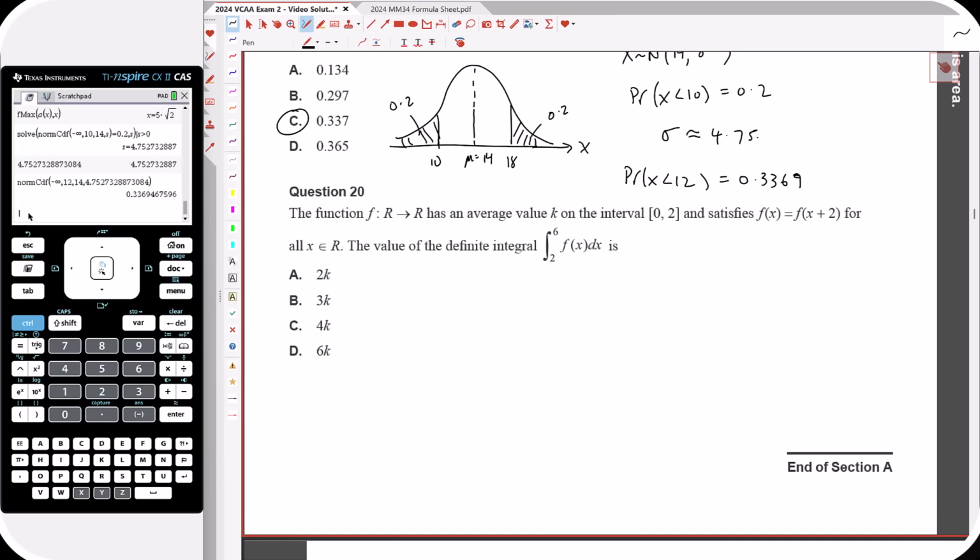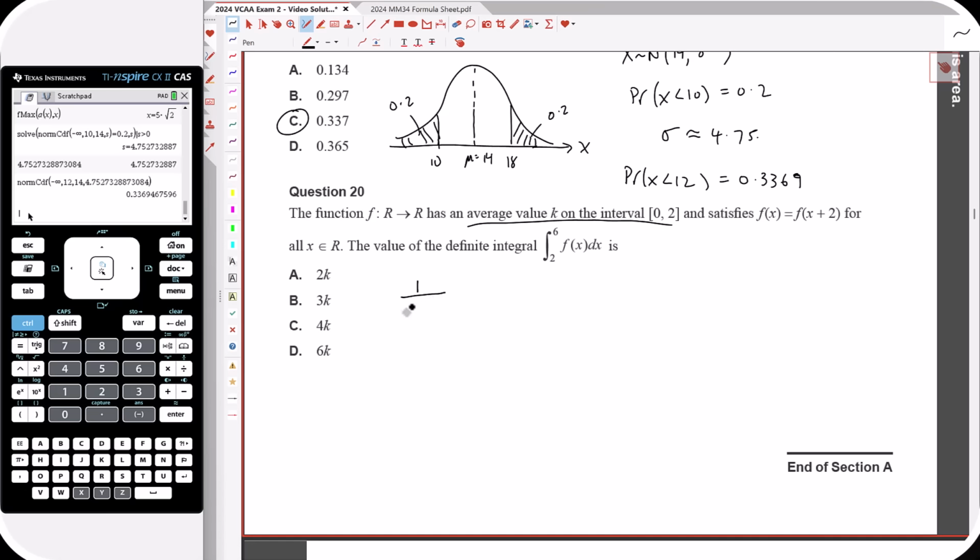Okay, then we have question 20. f is a function, domain is R, it has an average value of k on the interval from 0 to 2 and satisfies f of x equals f of x plus 2 for all x values. The value of the definite integral from 2 to 6 of f of x is. Okay, so we've got a couple of things to use here. Average value. So we know the average value is k over the interval from 0 to 2.